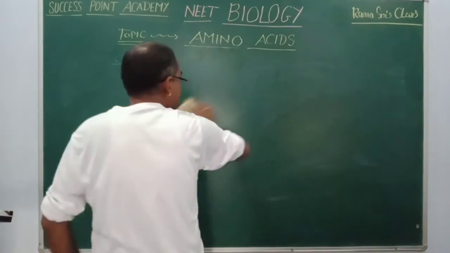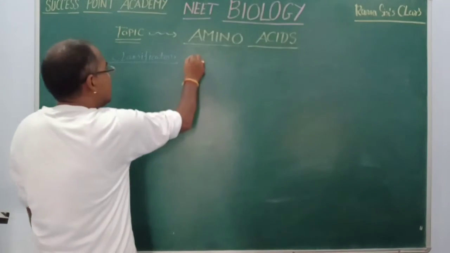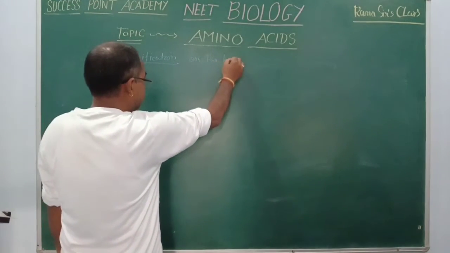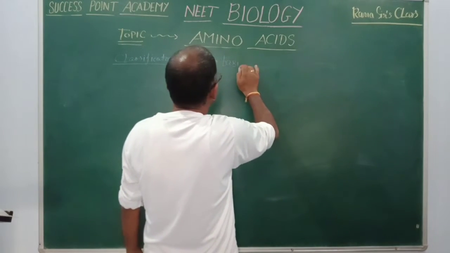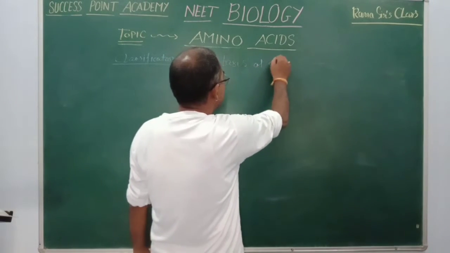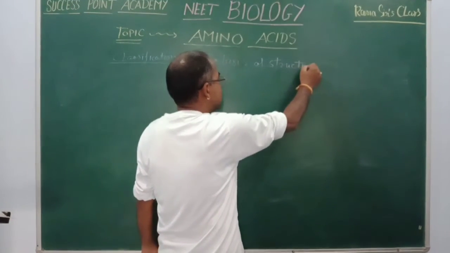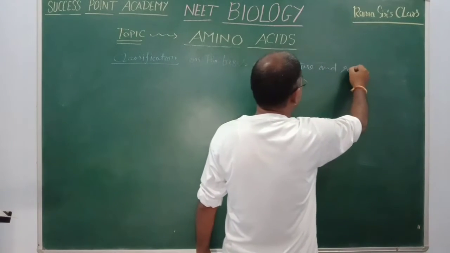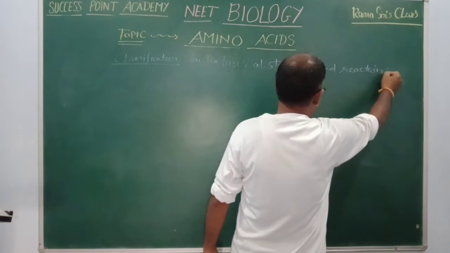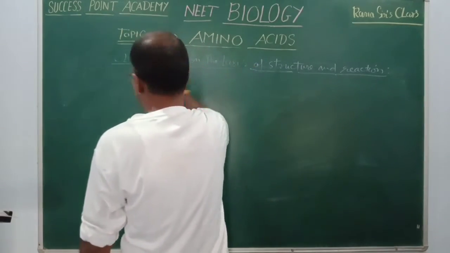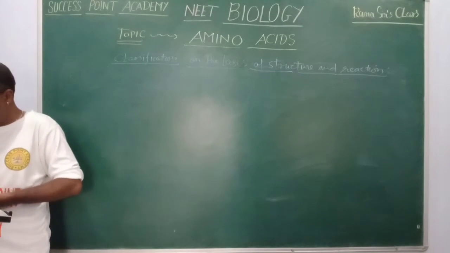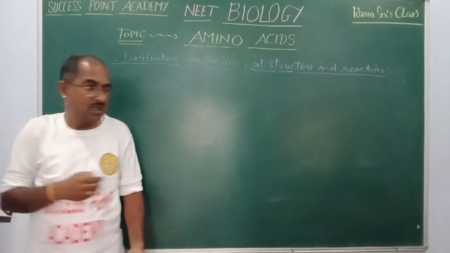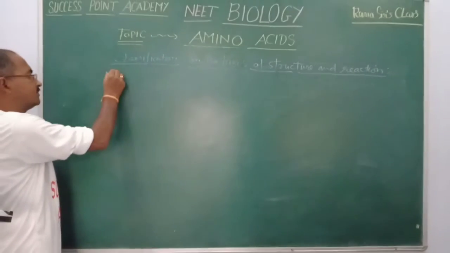So, classification on the basis of structure and reaction. Classification of amino acids on the basis of their structure and reaction. So let us see how it happens. Number one, note it down. Number one, neutral amino acids.